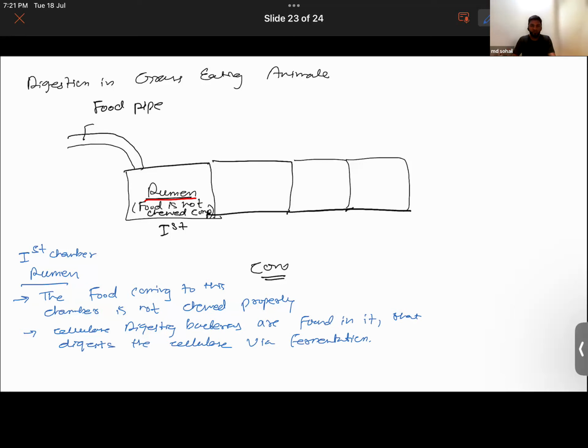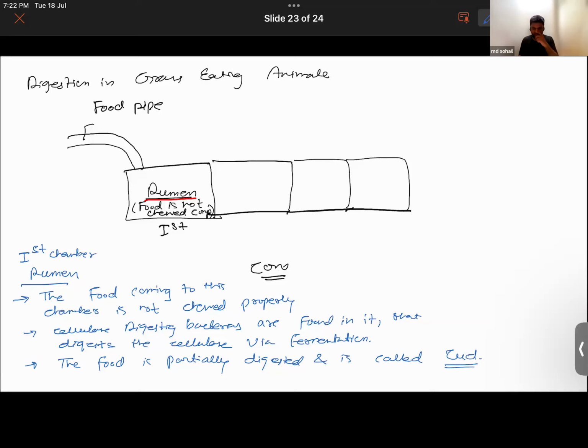So this partially digested food or the grass present in the rumen of the cow is now called curd. After the food has been fermented, it will be converted into a partially digested form. The partial digestion of food is done by the cellulose digesting bacteria present in it. And the food that has been partially digested, we call it curd, C-U-D. Okay, guys. So the food is partially digested and is called curd.